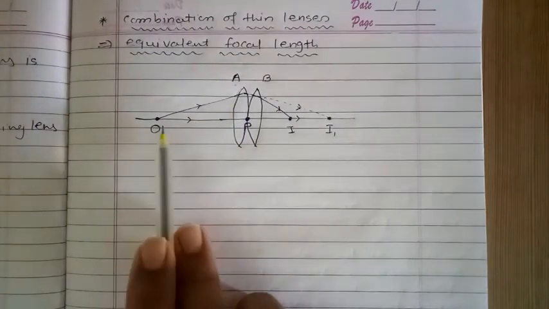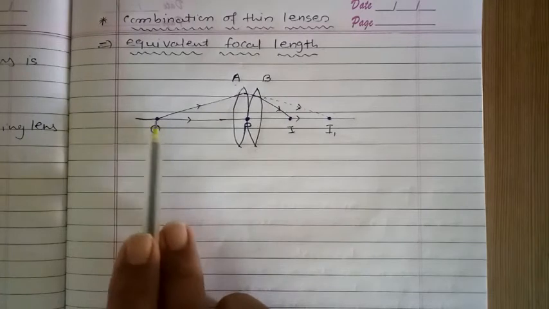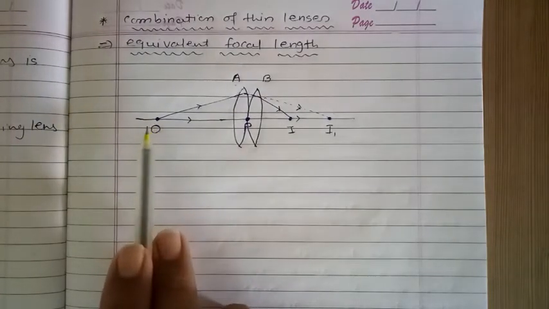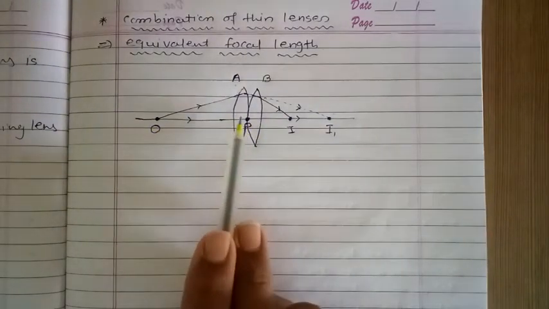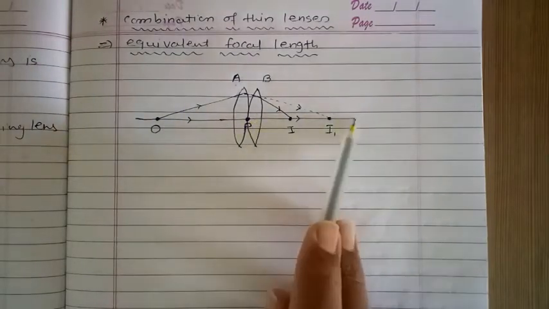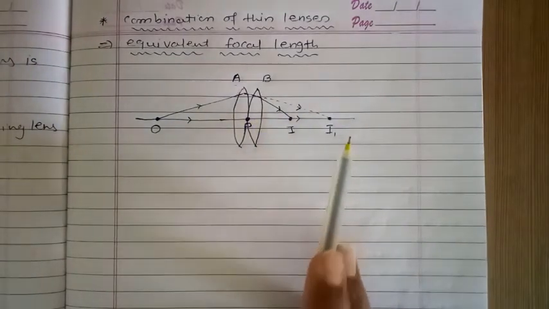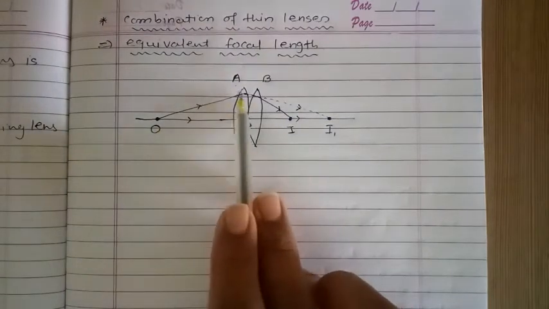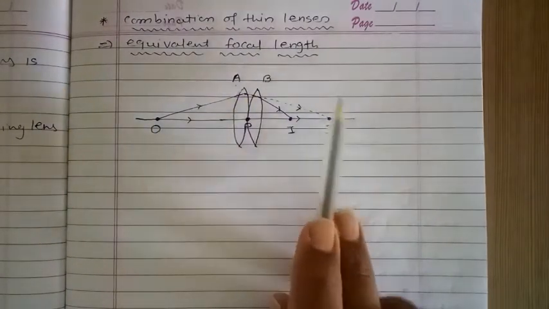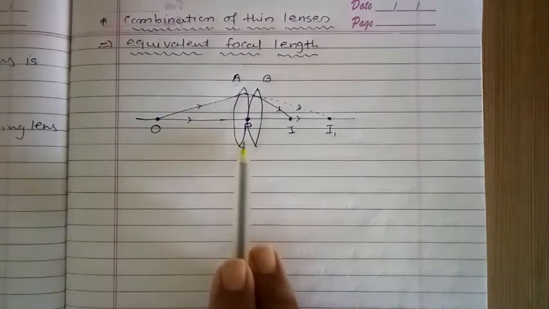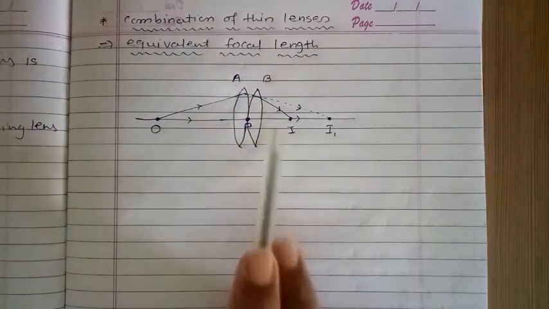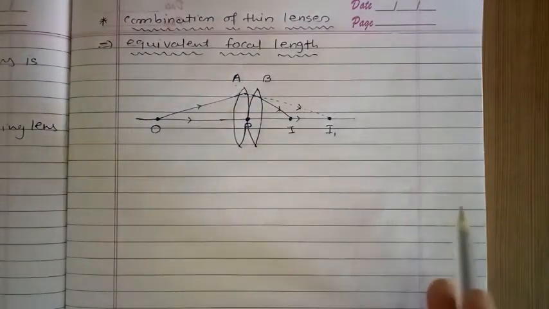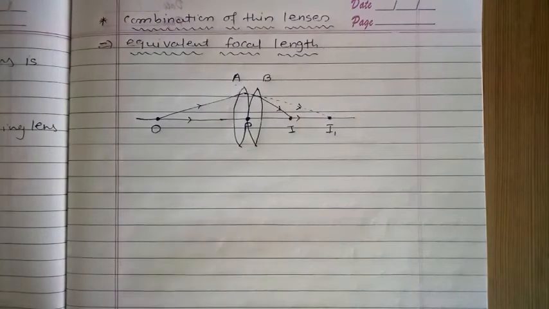I repeat, we want to obtain an image of this object O, so we have to consider two or more than two rays. So the first ray is like this, on the optical center, and after that it passes like this without any deviation. The second ray is like this. Here we get image I1 due to the first lens, but this image acts as a virtual object for lens 2, and finally we get an image I. Now we write some sentences, right?